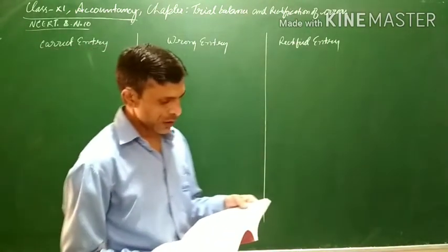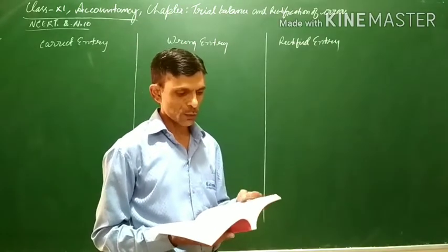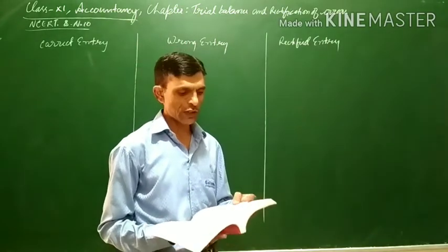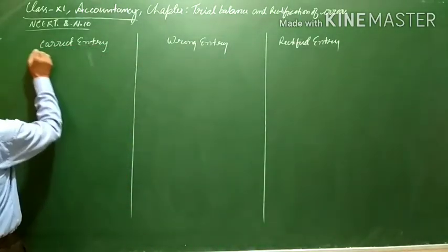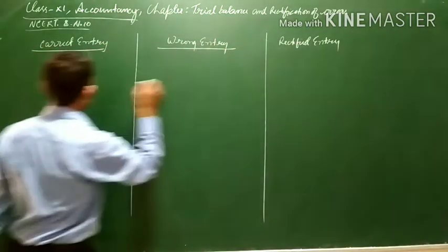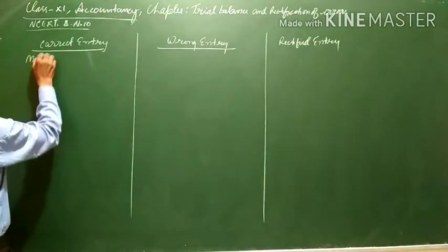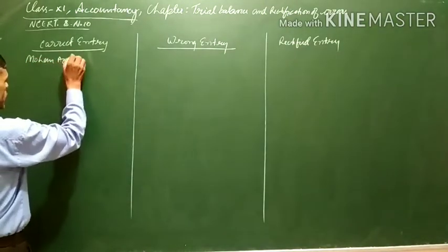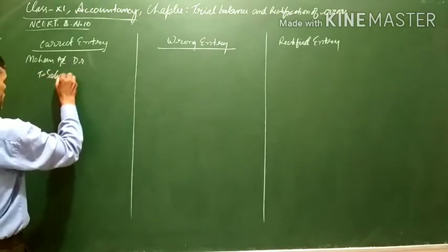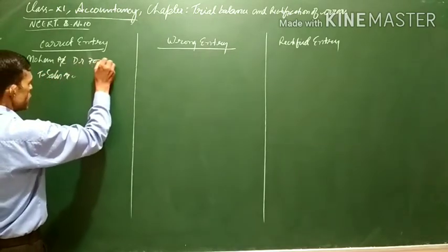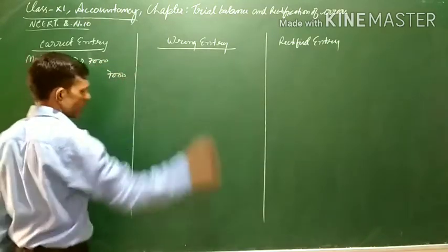The very first entry, credit sales to Mohan 7,000 was posted to Karan. Now as you know, if sales are made to Mohan, then the entry will be Mohan account debit to sales account, the amount is 7,000.